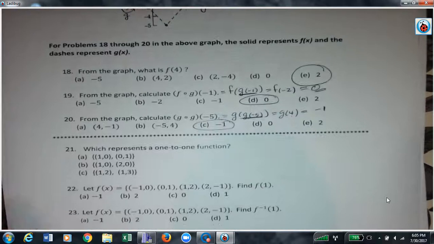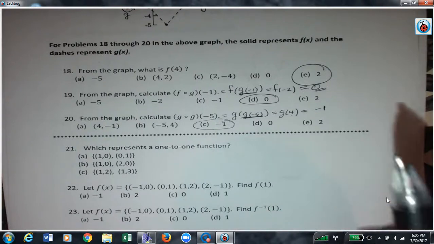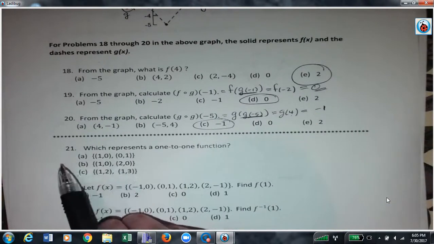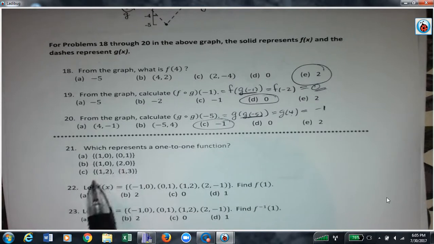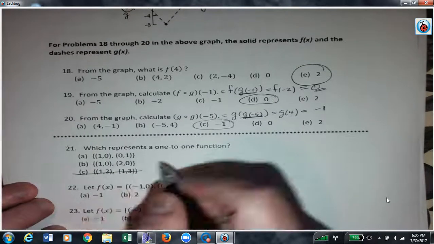All right, which represents a one-to-one function? Well, to be a function, you can't have any repetition in the first coordinate. So this is a function, so it's in the running. This is a function. This is not a function because I have repetition here in the first coordinate. So this isn't even a function.